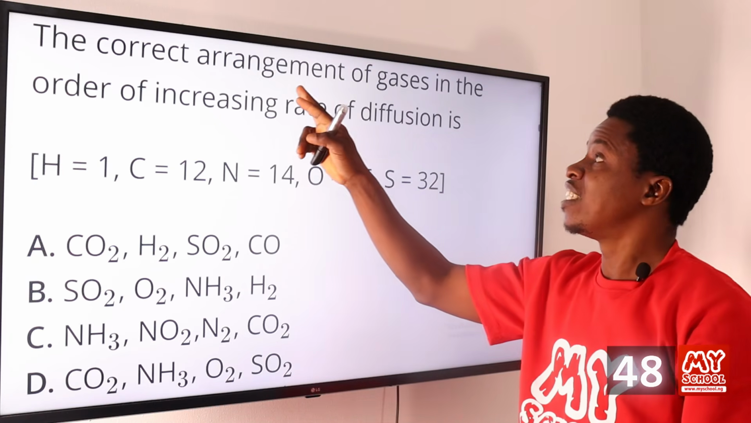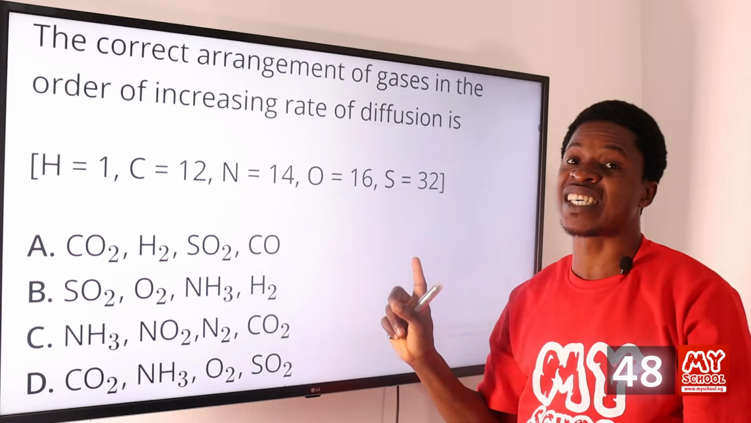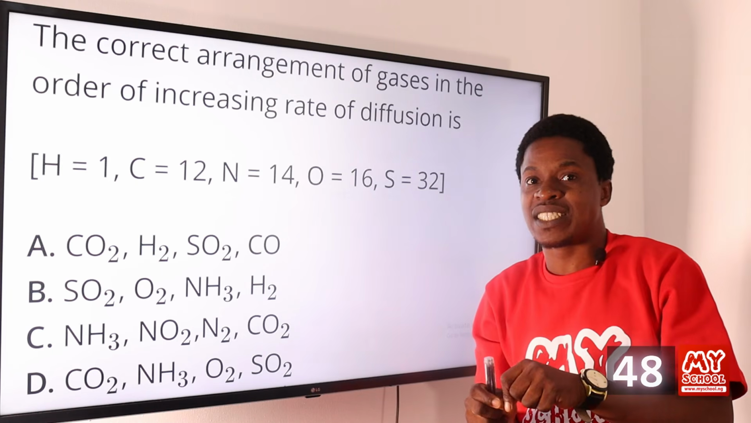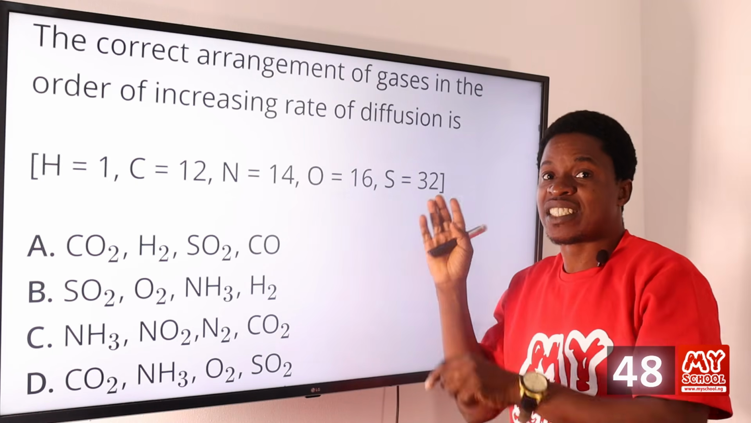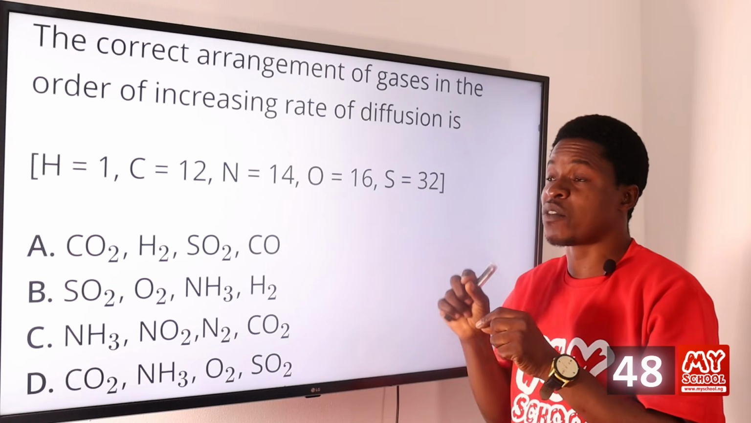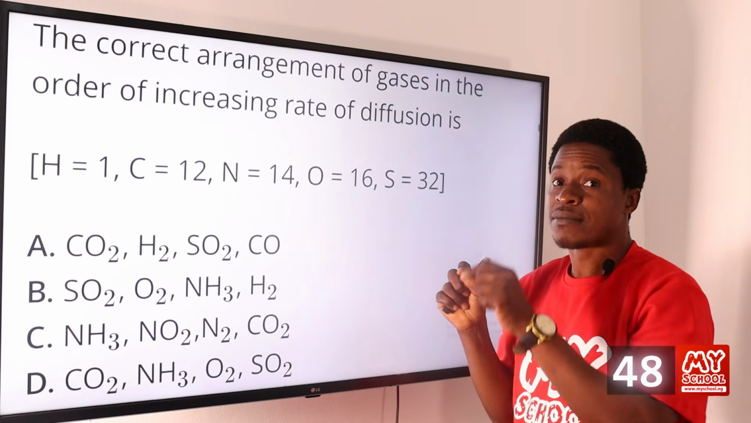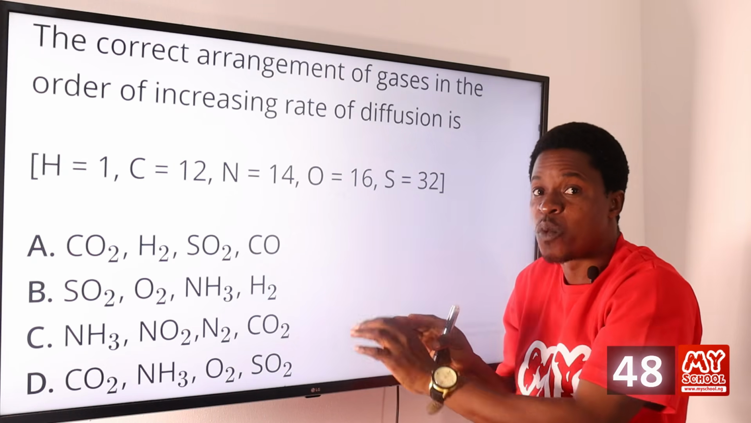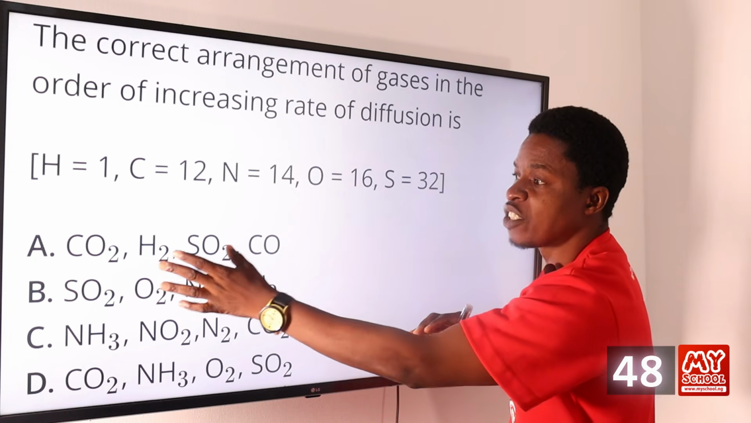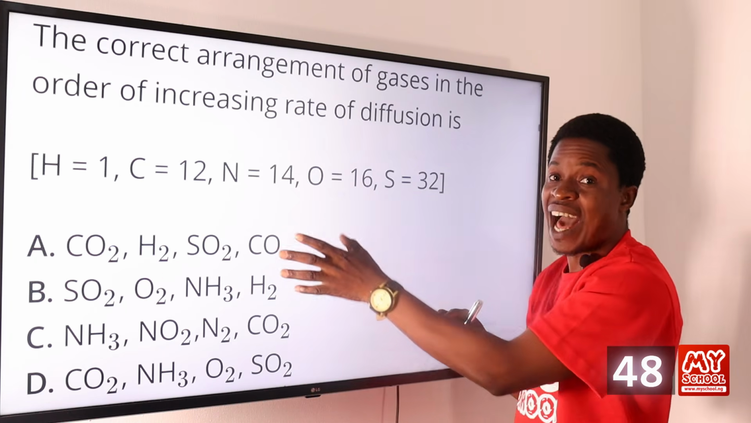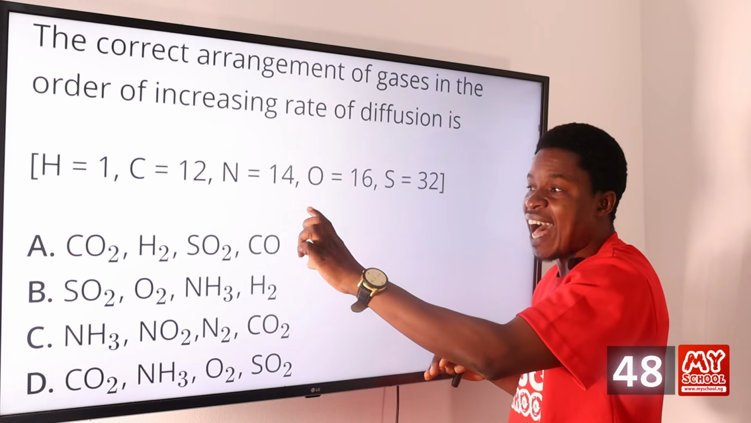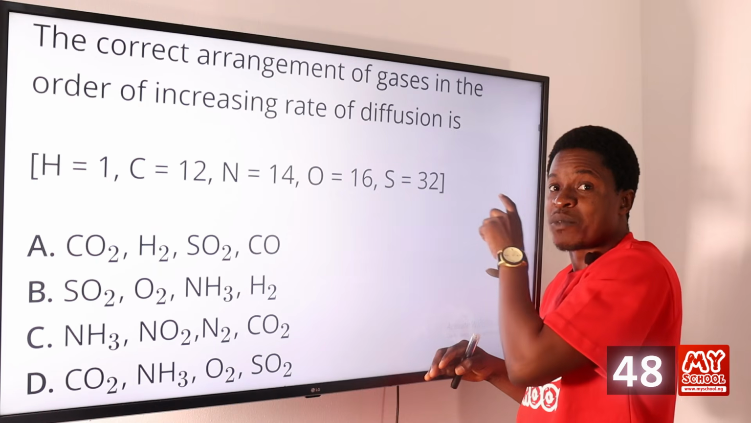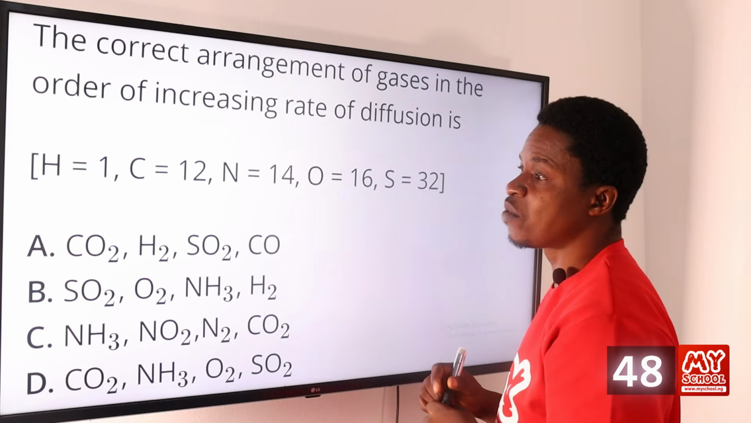So now it says the correct arrangement of gases in the order of increasing. If it is increasing, it means we are going from the smallest to the highest rate of diffusion. And if we are going from the smallest to the highest, it means that the one that has the highest molecular mass will have the least. So we have to arrange now. We calculate the molecular masses of each of these gases one after the other, and then we look at the one that has the highest molecular mass, followed by the next, till we have the smallest. It must follow in that range. So let's look at the first one.